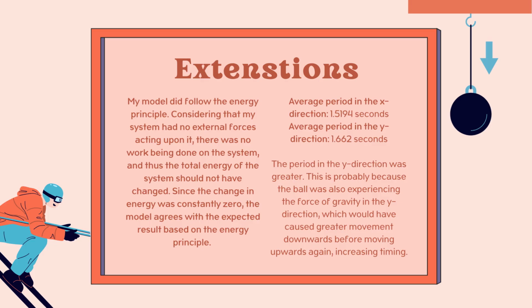My average period in the x direction was 1.5 seconds roughly, while the average period in the y direction was 1.6 seconds. The period in the y direction was greater. This is probably because the ball was also experiencing the force of gravity in the y direction, which would have caused greater downward movement before moving upwards again, which would increase the period of motion.